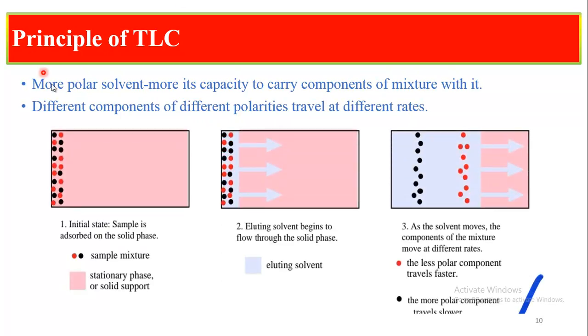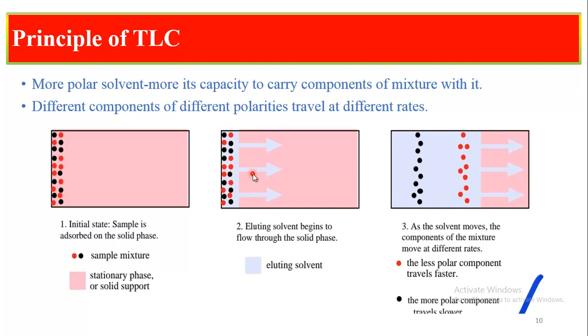So I have a diagram. This is a TLC plate and these are the samples which have different components. The sample is first adsorbed on the solid phase. Here this color indicates the sample mixture and the pink color indicates the stationary phase on the solid spot. After that we will use an eluent. The eluent is the solvent which separates the components.